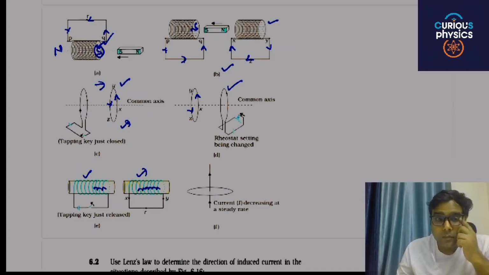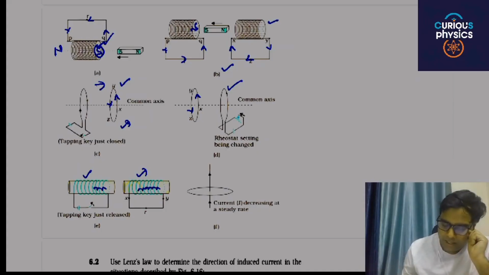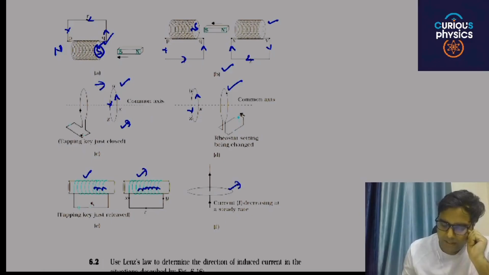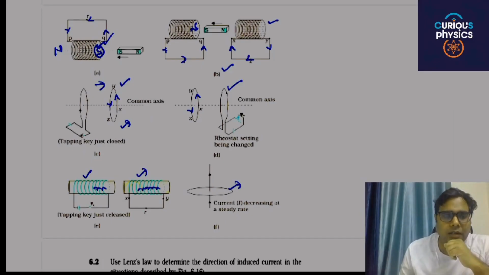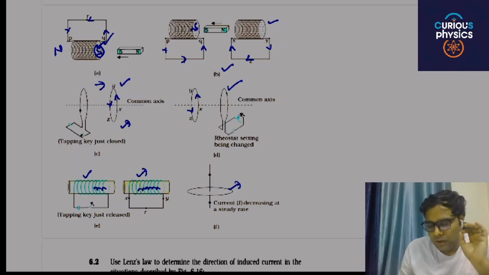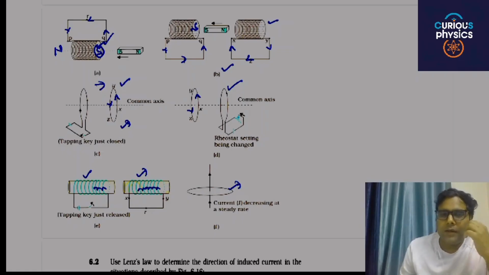And in the last case, the magnetic field is not changing. Are you able to understand my point? So there will be no induced current. Okay, you have to just focus on the basic statement of Lenz's law, and practice that particular law in different kinds of loops. You can easily solve this kind of question.